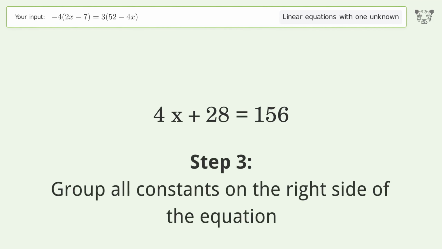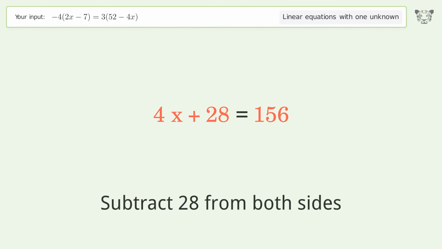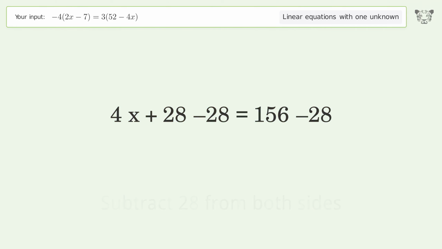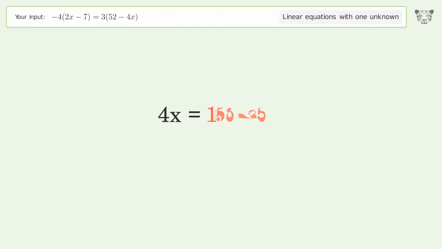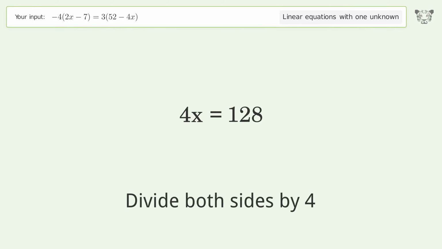Group all constants on the right side of the equation. Subtract 28 from both sides. Simplify the arithmetic. Isolate the x. Divide both sides by 4.